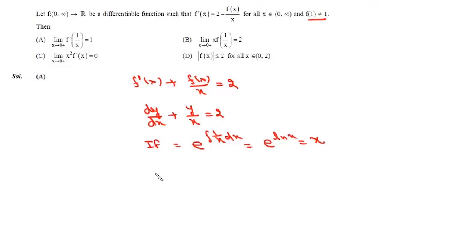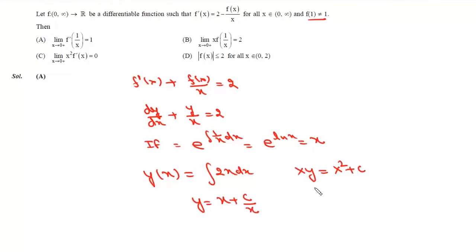Now we'll write the answer to this differential equation. So it will be y into the integrating factor, equal to the integral of 2x dx. So we can write x into y equals x square plus c, or y equals x plus c upon x. Now if we put x as 1 and y as 1, we'll get the value of c as 0, but it is given that when x is 1, y is unequal to 1, so it clearly means the value of c is unequal to 0. So we have c unequal to 0.